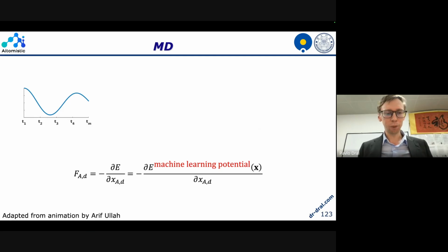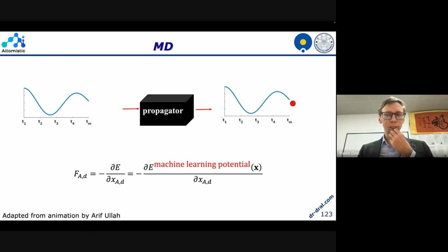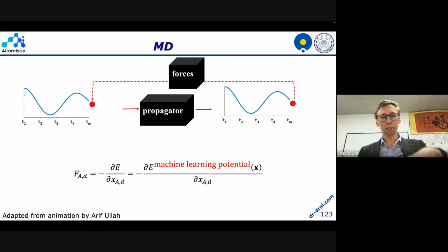First of all, once we do MD with machine learning potentials, what we usually do is like this: we predict the next geometry, and then we calculate forces. We predict forces for this, so we predict another position, the nuclear positions.